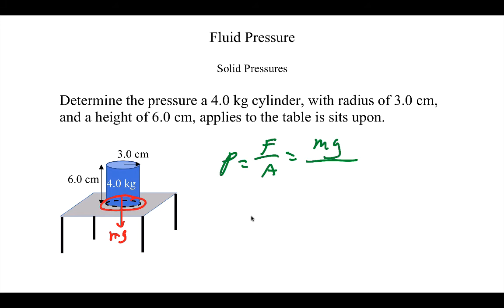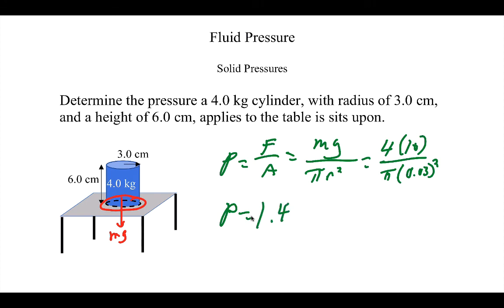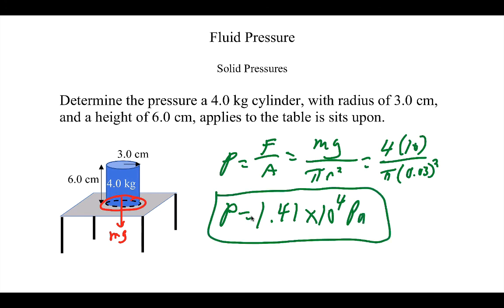So as far as the area goes, we just need the area of a circle, which of course is pi r squared. So it's pretty simply plugging in. We have the mass of 4, gravity of about 10, and a radius of 3 centimeters, which is about 0.03 meters, which gives a pressure of 1.41 times 10 to the 4th pascals, about 14,000 pascals. And again, pressure numbers tend to be rather large numbers in terms of pascals, so there's nothing wrong with that. So that's the idea of what pressure a solid applies.